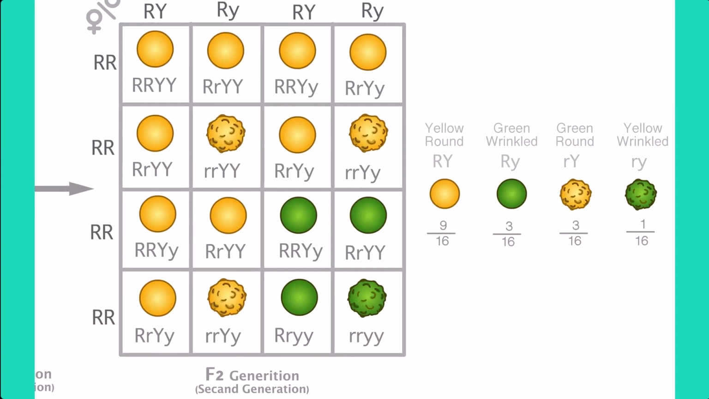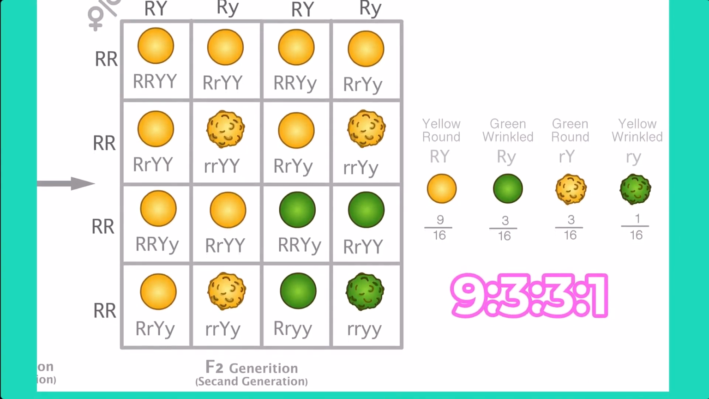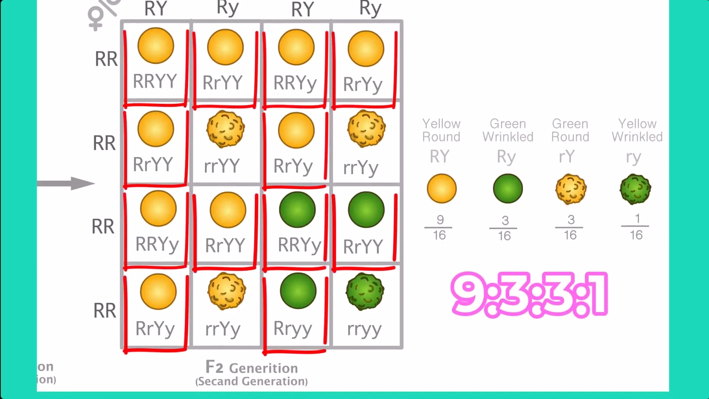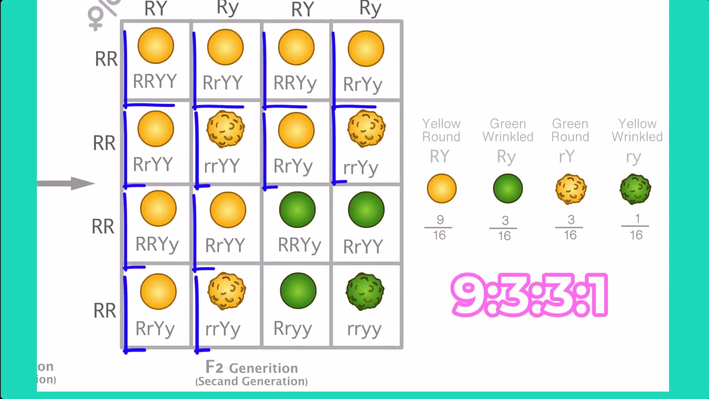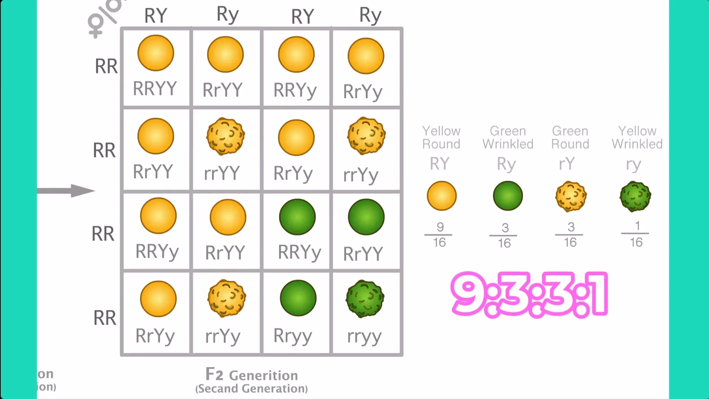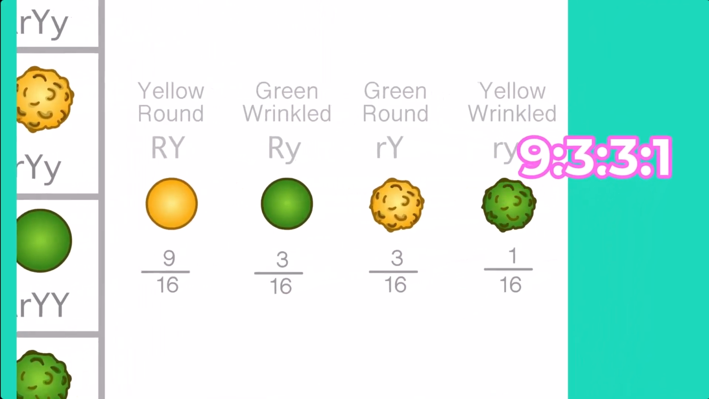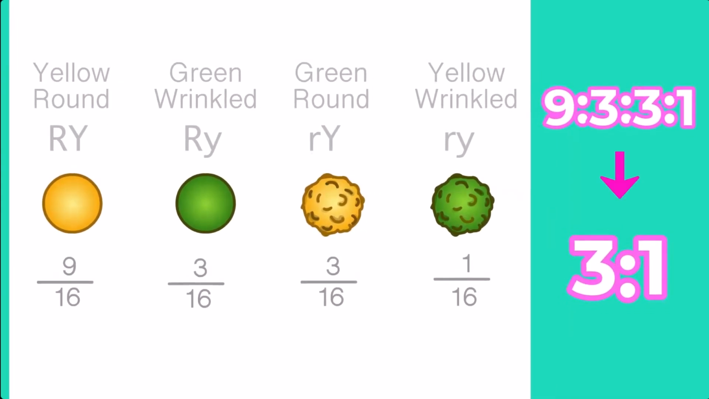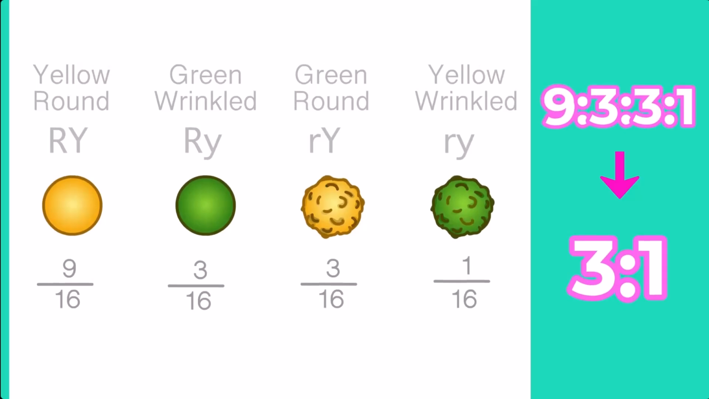These 9 genotypes will produce 4 different phenotypes in a ratio of 9:3:3:1. There are 12 plants in the generation with round seeds, compared to 4 wrinkled seeds, and 12 yellow-seeded plants, compared to 4 green-seeded ones. Notice that 12 divided by 4 reduces to 3:1. A dihybrid cross is thus equivalent to 2 monohybrid crosses occurring simultaneously.